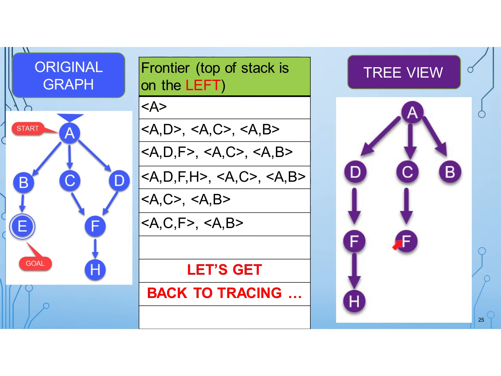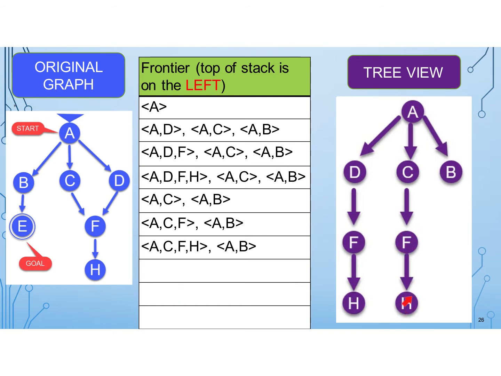We are going to examine the neighbors of this F. So we add H to the tree here. And again, notice we've got two H's, but that's not a problem. This one represents a CFH path. This one represents the whole path, ADFH. And we totally get it. That's not a problem for us, right?